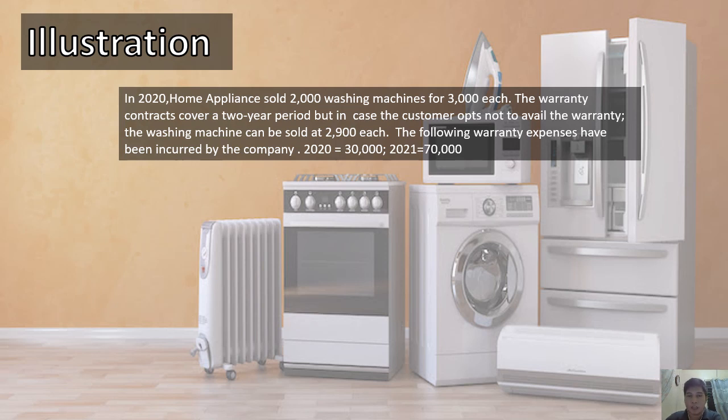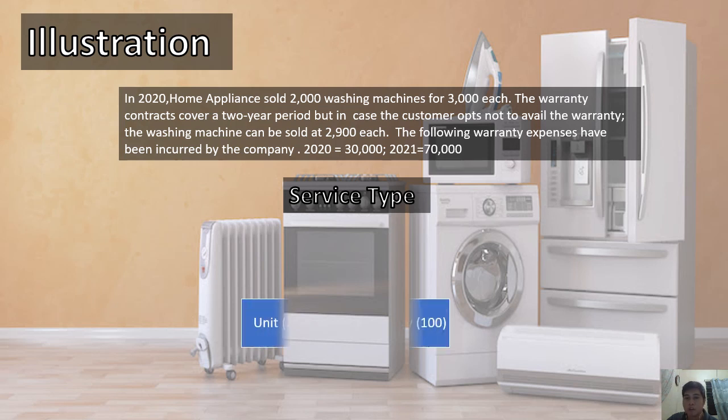So based on the information, as you can see, the warranty can be sold separately from the unit, which is the washing machine. If that's the case, this is an example of a service type warranty. So if we say service type warranty, it can be sold separately from the unit. So ibig sabihin, if we will not avail the service warranty, ang babayaran lang natin is 2,900. In case you want to avail the service warranty, ang babayaran po natin ay 3,000. So under service type warranty, we will not follow IAS 37 or provisions and contingency. Ang gagamitin po nating standard dito is yung IFRS 15 or revenue from contract with customers.